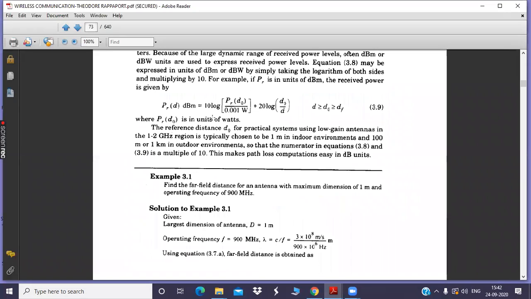So this was the equation I told you just now. That is the power received at a distance d. You can express it in terms of PR of D0 and D0 by d. And why are you dividing this by 0.001 watts? To convert dB watts into dB milliwatts. If there is no 0.001, it will be in dB watts. If you divide by 0.001 watts, it will be in dBm. dBm means dB milli.